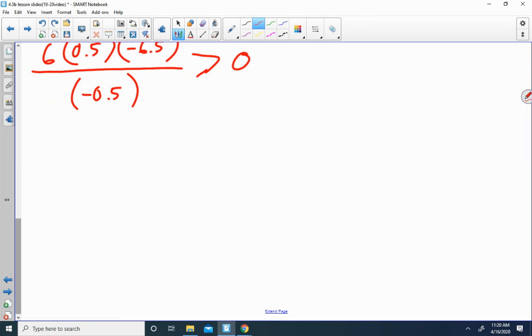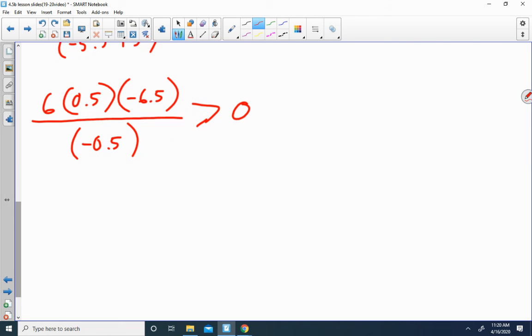Okay. Now let's multiply everything on top. So 6 times 0.5 times -6.5, which should give you -19.5 on top. And on bottom, you'll have -0.5. So take that, divide that by -0.5. That is going to give you 39 as your final answer when you simplify that.